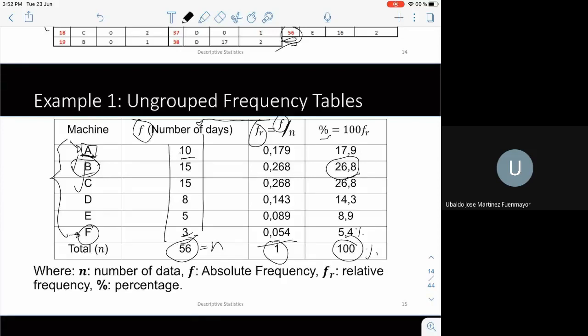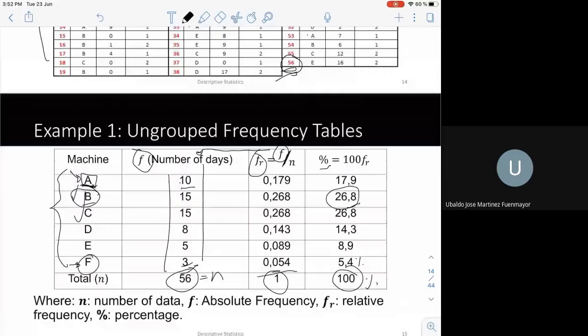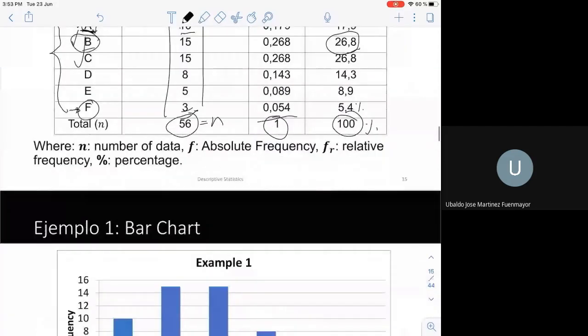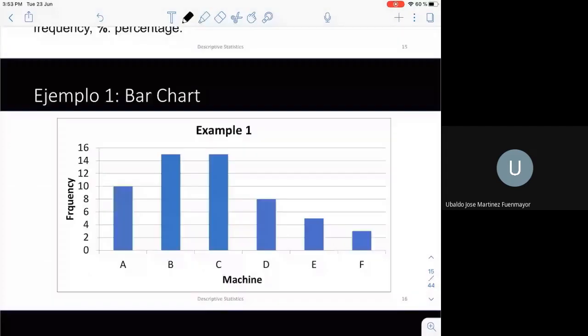Okay. So once we have created the frequency table, now it is easy to create plots, to create charts. So one of the first charts that I'm pretty sure that you have used before is the bar chart.